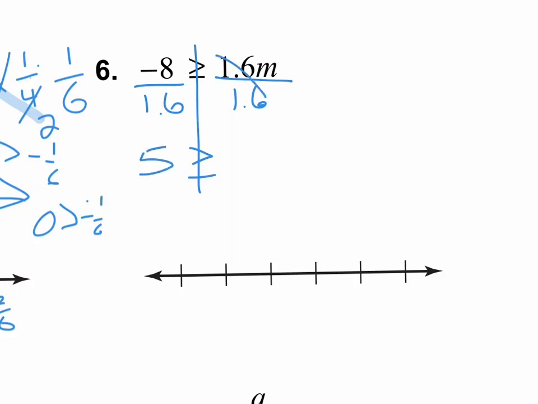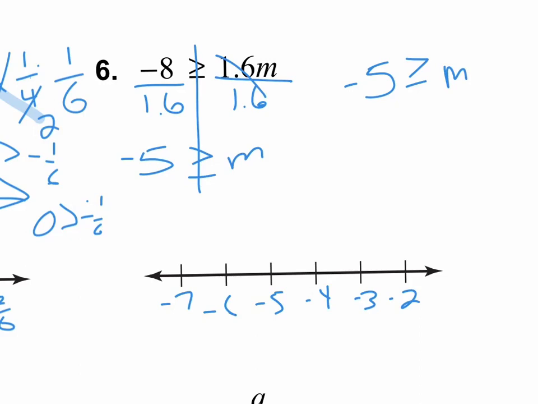And then these cancel out. You get M over here. And this is a negative 5, because a negative divided by a positive is a negative. So now I have negative 5 is greater than or equal to M. So I'm going to go ahead: negative 5, negative 6, negative 7, negative 4, negative 3, negative 2.